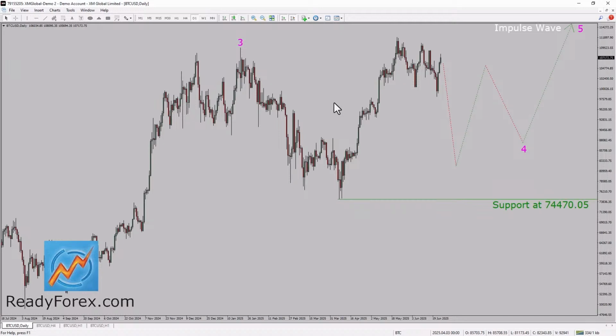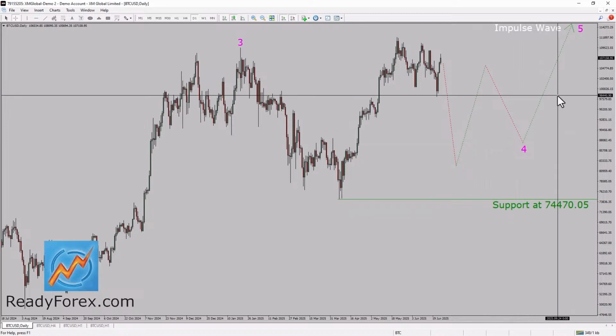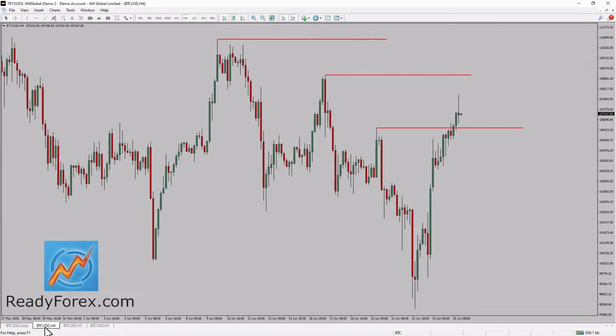Okay, next one is the Bitcoin. The way I see BTCUSD currency pair is probably going to move sideways to complete a bearish wave 4 triangle Elliott wave pattern and then expect further upside. Okay, if you check out the 4-hour time frame, we got this bullish breakout over here, which is telling me that the downtrend is over. It's done. It's finished.